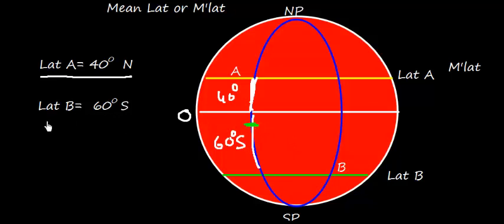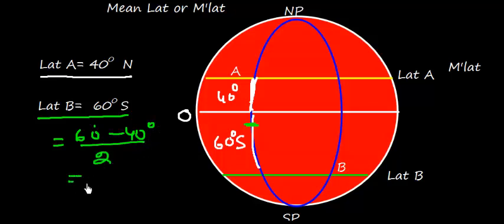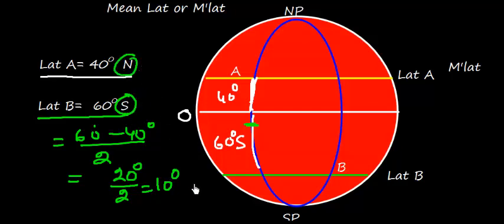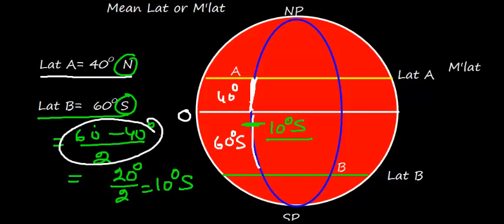And how to find it? Well, we need to find the difference: 60 minus 40 degrees divided by 2. So we get 20 degrees divided by 2, or simply 10 degrees. Now the naming, which one is higher? The south is more than the north, so we'll name it south. So we can say the mean latitude of A and B is 10 degrees south. So for different names or different hemispheres, we need to subtract and divide by 2 like this, and retain the name of the larger one.